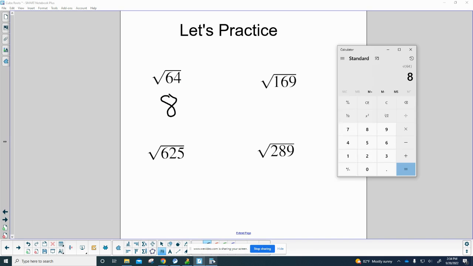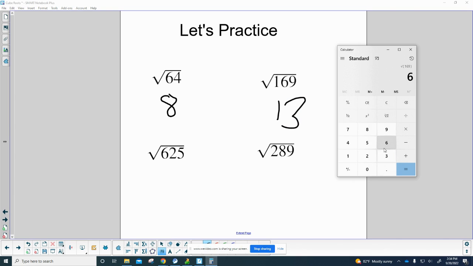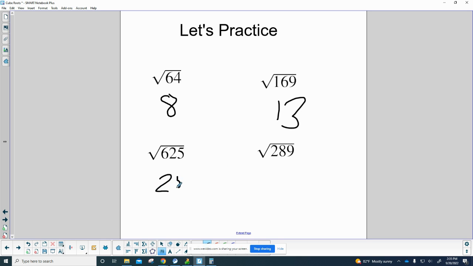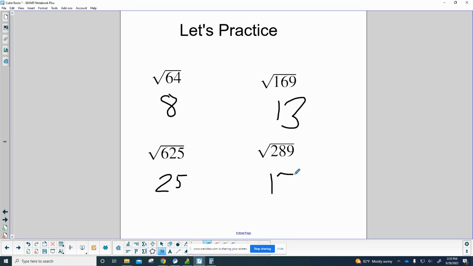Okay, let's do 169. So 169 square root, that would be 13. 625 square root, well, that's 25. And the last one, 289, take the square root. Well, that's a good old 17. So taking a square root is pretty easy, right? We kind of know how to do that already, but this is just a little bit of a review.